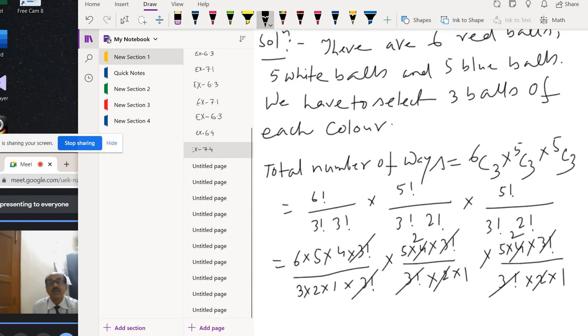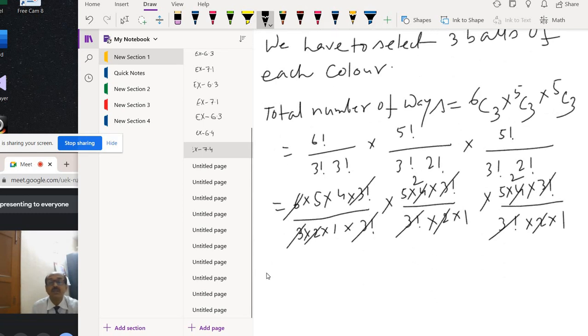Now here 3 into 2 is 6, 6 cancel, 10. So 20 into 10 into 10, that is 20 into 100, which is 2000. So 2000 is the answer. Okay.